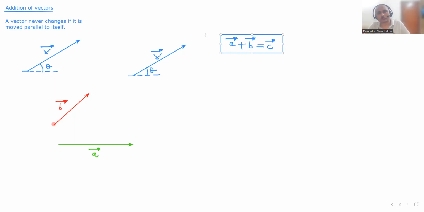Also, the dimensions of A and B, that is the units of A and B, should be the same, and obviously C will be of the same unit. So if we are adding meter and meter, we will get a meter only. If we are adding meter per second, we will get a meter per second only. I hope all of you understood this. Yes or no? Yes, sir. Okay.